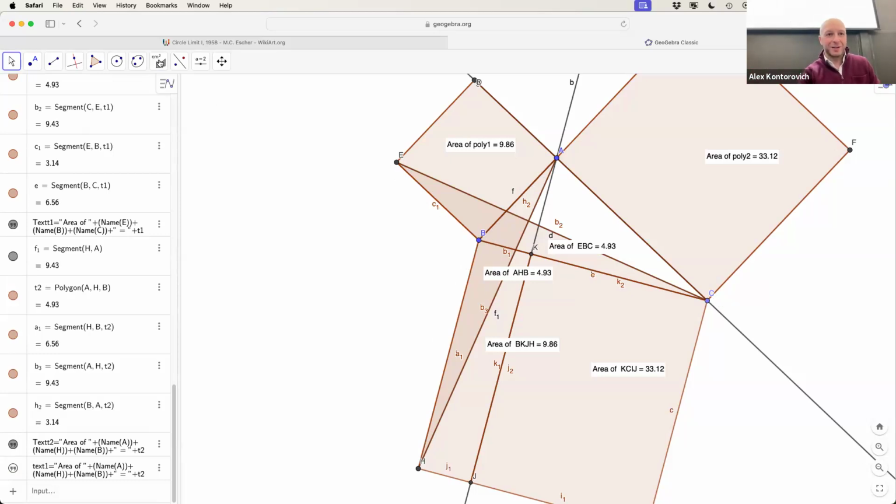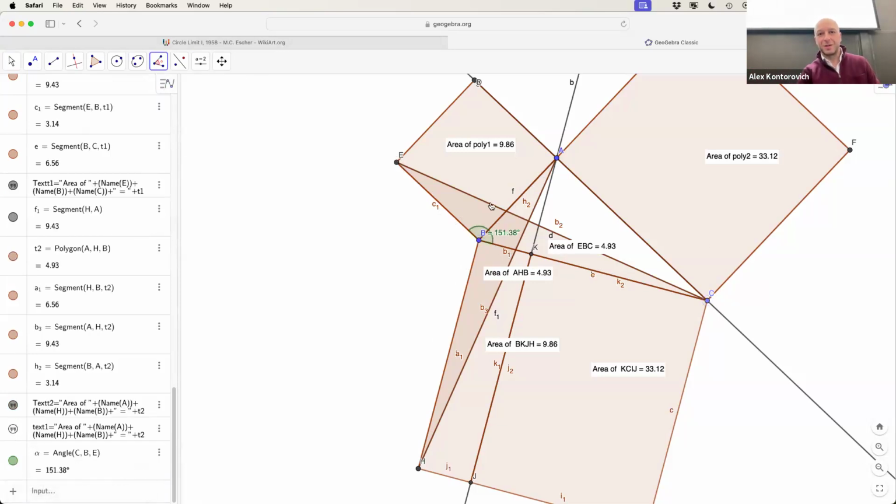Here I have an angle. Let's see, can I draw in an angle from E to B to, no, that's the wrong way. From C to B to E. Oh, please. Pretty please. From C. Sometimes it helps if you ask politely. So that's one angle. And that's 151 degrees in this picture.